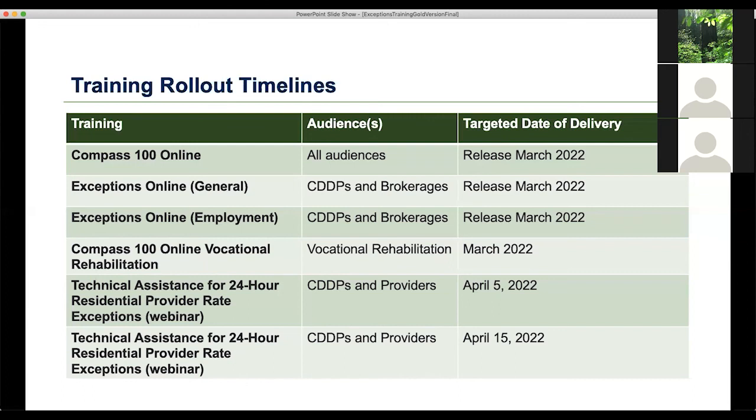We have a dedicated team. We've actually hired additional staff whose whole job is reviewing exceptions upon exceptions upon exceptions, so that we have a responsive system that gives you timely determinations.